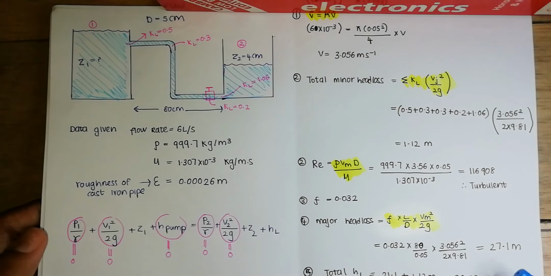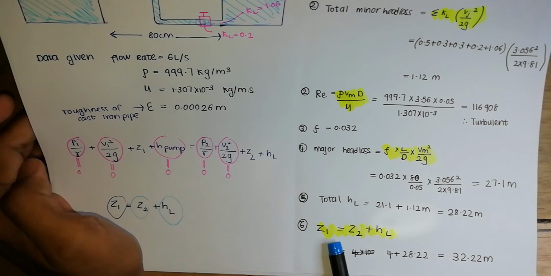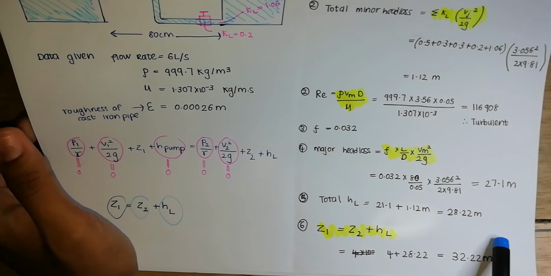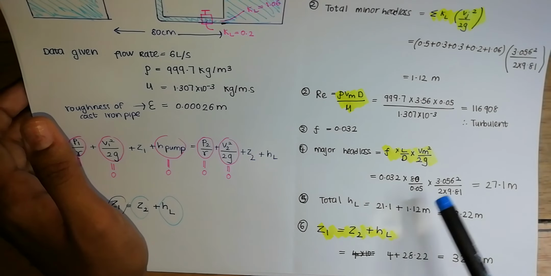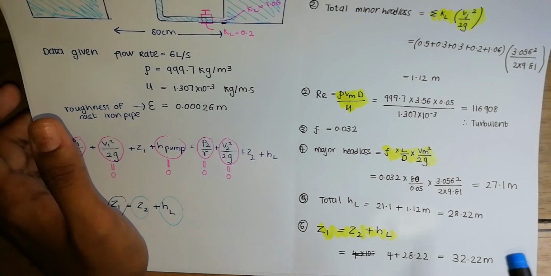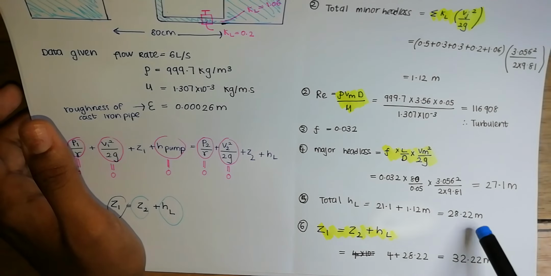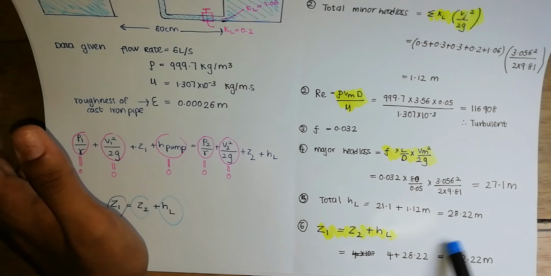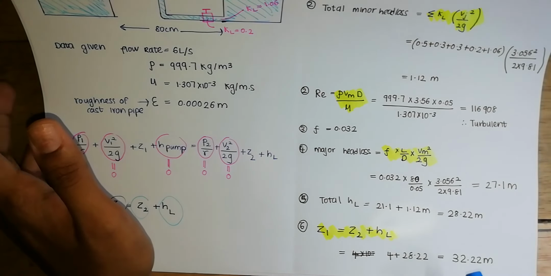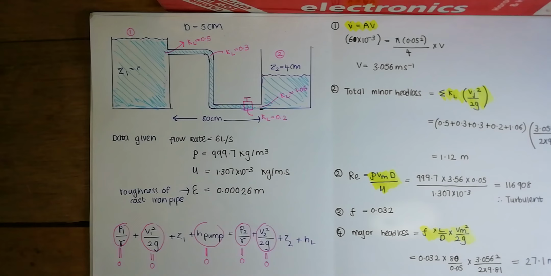After that, it's pretty simple. We have Z1 equals Z2 plus HL. Our goal is to find Z1. We know Z2 is 4. Add up your major and minor head losses, which will give you 28.22. And then at the end, add both 4 and 28.22, which gives you 32.22 meters. And that's how you find the elevation applying Bernoulli's equation.